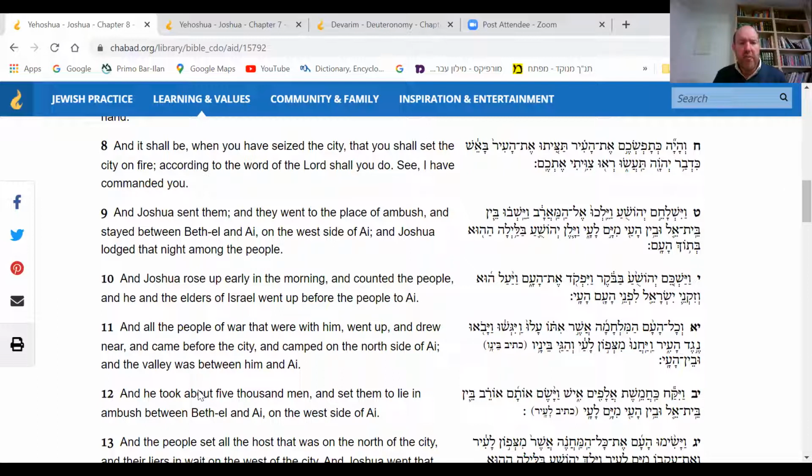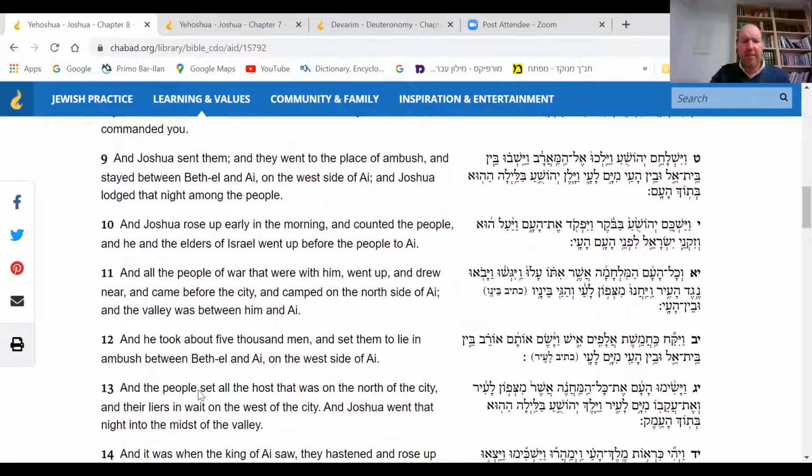And all the people of war that were with him went up and drew near and came before the city and camped on the north side of Ai, and the valley was between him and Ai. Okay, so they come in from the east and then go up a little north and are above the Ai from the north. And here's where things get a little more complicated.